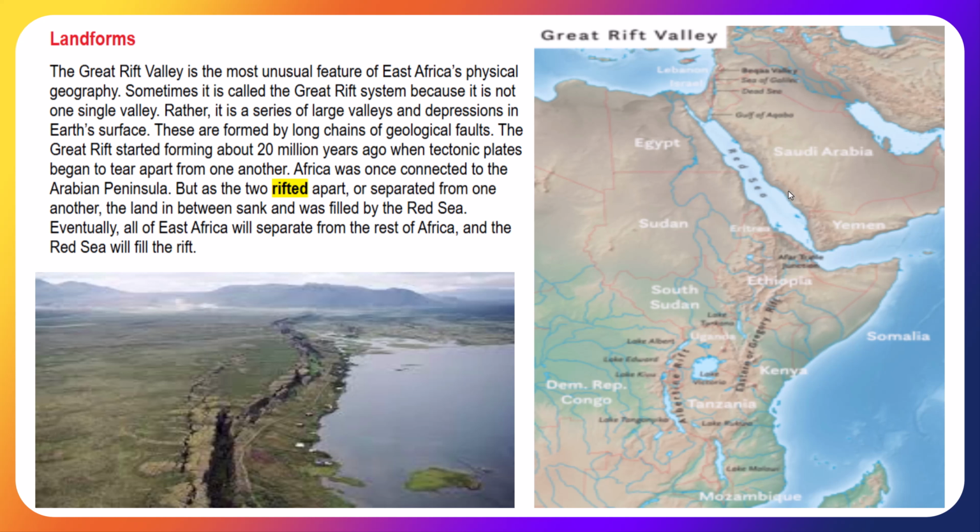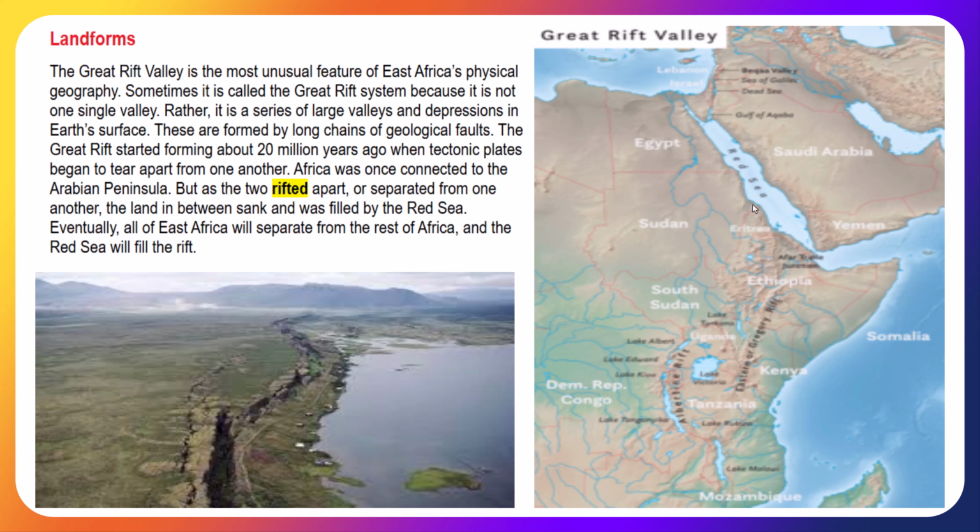Question number 15. What caused the Great Rift to start forming about 20 million years ago, when the tectonic plates began to tear apart from one another? Those tectonic plates in the Earth. Question 16. What filled in the area that once connected Africa to the Arabian Peninsula? The Red Sea, pictured right here.